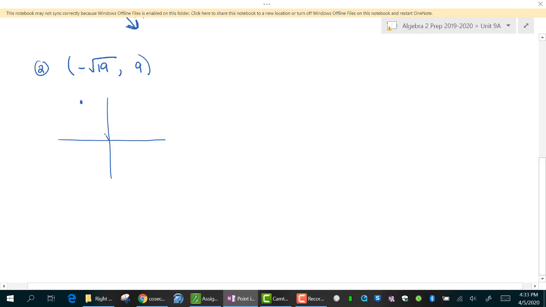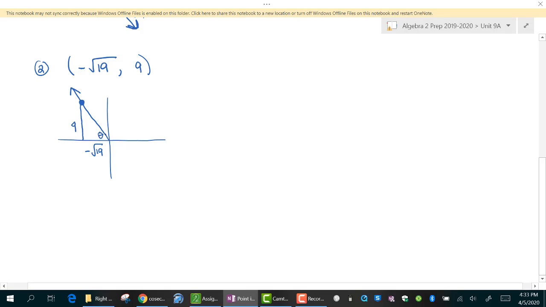And then remember the terminal side of my angle goes through that point. So I'm going to set up a triangle with the x-axis. This time I'm just going to draw a vertical line down to that x-axis. And I need to label this. So I went left, negative square root of 19, and then I went up 9. And remember, your angle always goes right next to the origin. So I have my triangle.